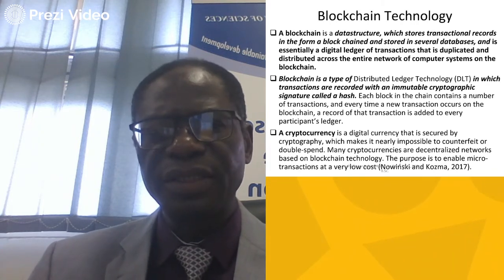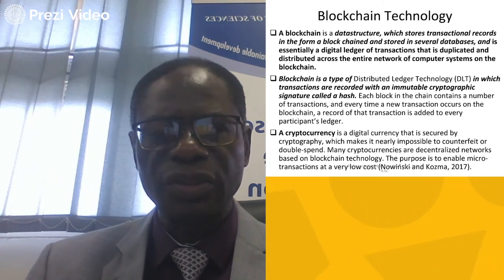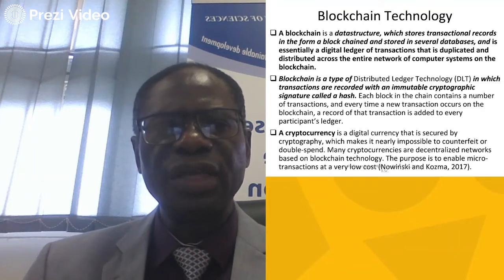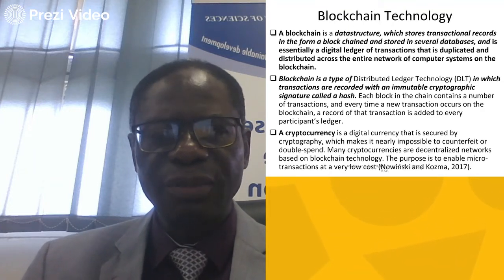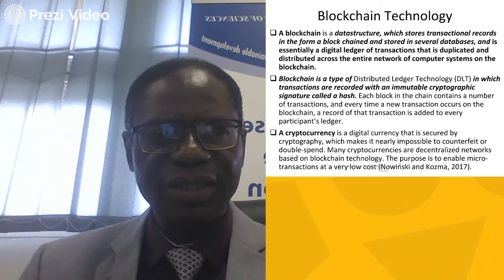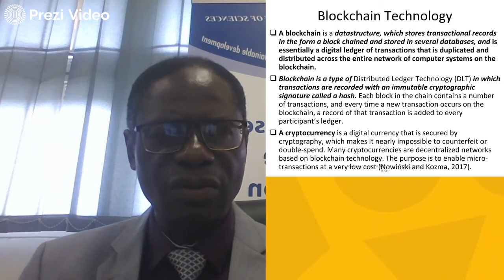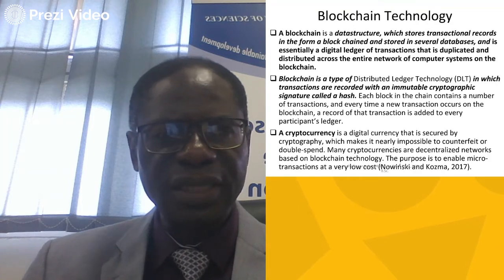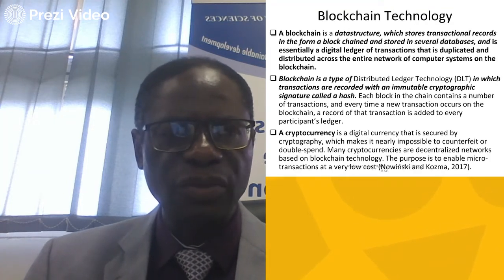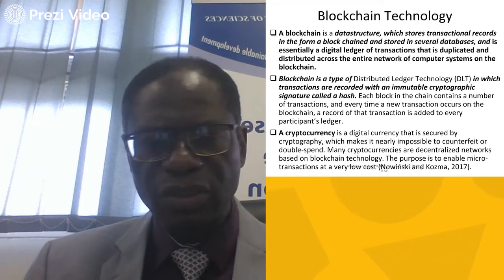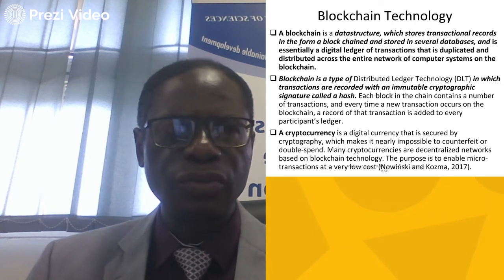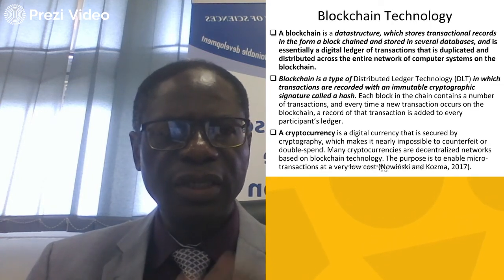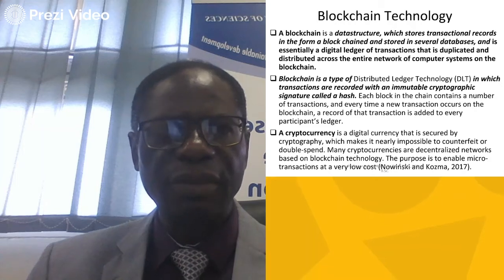Now, this brings in the need for us to also appreciate what is called cryptocurrency, which is a digital currency that is secured by cryptography, which makes it nearly impossible to counterfeit or double spend. Many cryptocurrencies are decentralized networks based on blockchain technology. So these are some of the basic terms we want to look at as we discuss this paper: cybersecurity, blockchain technology, and cryptocurrency.